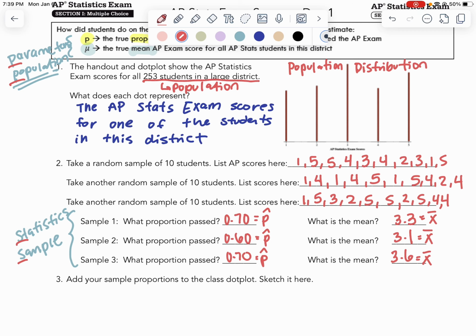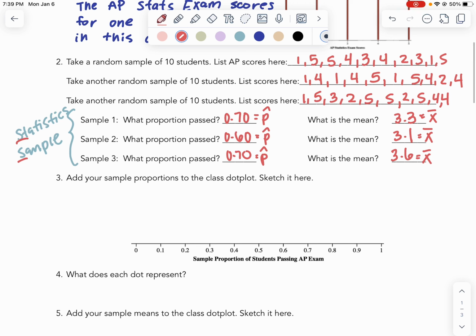All right, so then we go ahead and we collect all of our many samples, right? We do this a lot in class. Every single group collects their own samples. We put them all on the same dot plot. For me, my sample proportions, I got 0.7, 0.6, and 0.7.